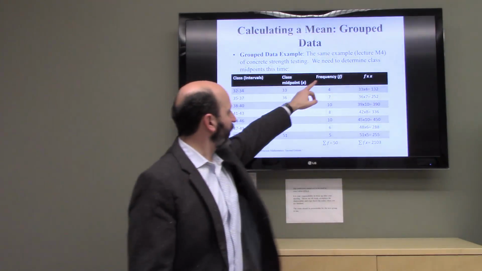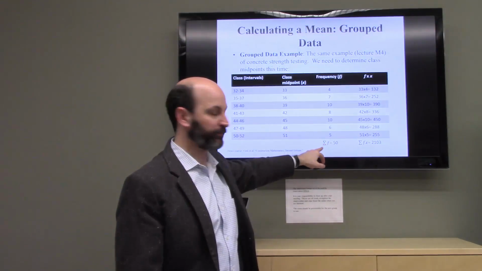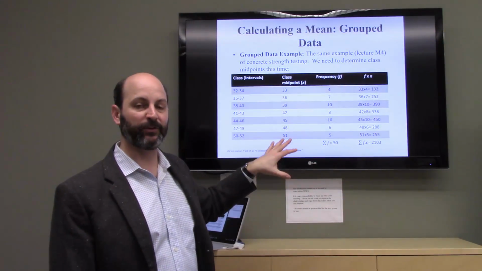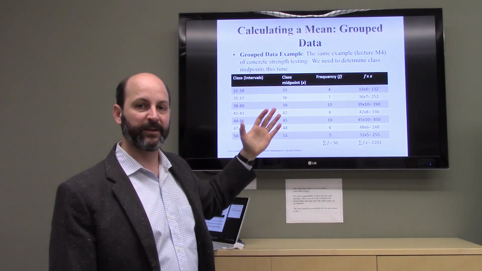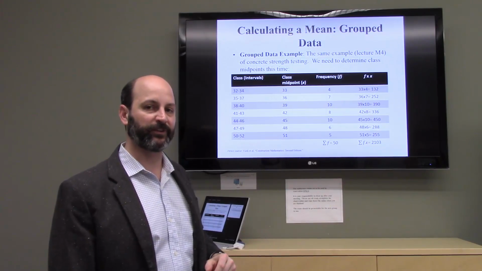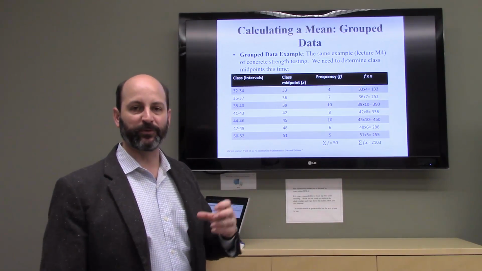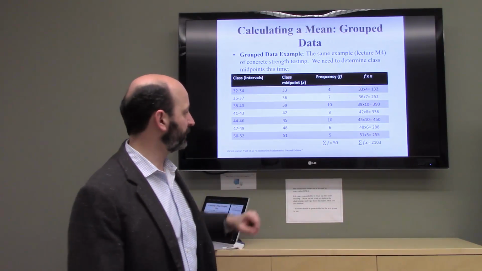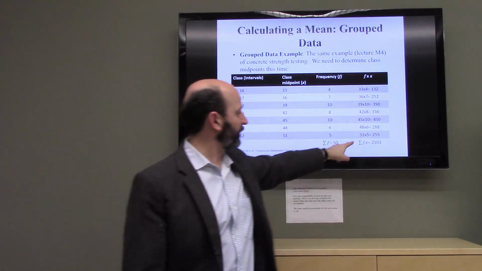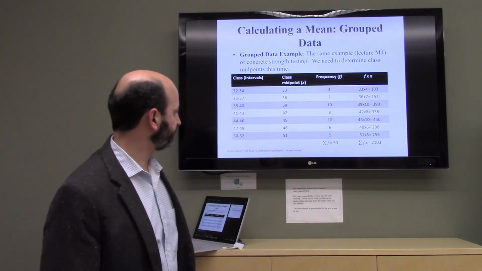If we sum up all the frequencies, we come to 50 observations, and this should check out if you go look at the previous raw data from lecture M4 of all the strength tests that we did. We had 50 observations of strength tests, or tubes that were crushed so that we could get the strength. But here we have f times x, and we get the summation of all of those as well.